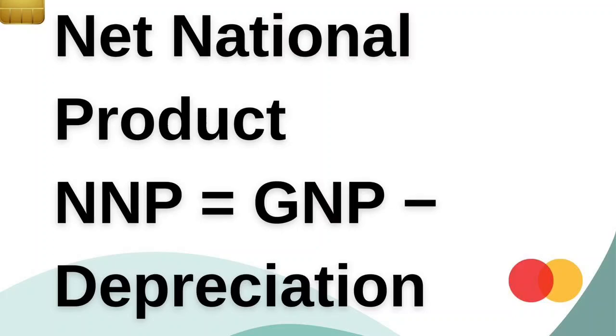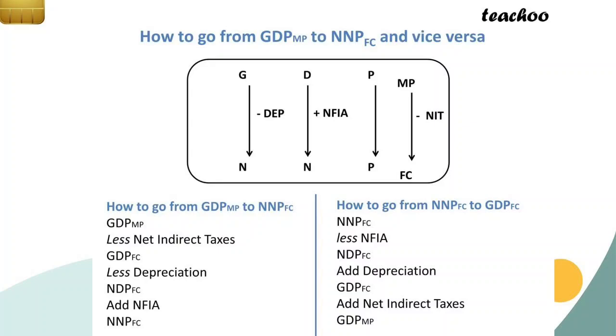Finally, we reach NNP. First, convert GDP into GNP by adding NFIA. Then subtract depreciation. The result is net national product. This is another key formula that you should remember for numericals. This flowchart connects all the concepts we have learned today. Instead of memorizing separate formulas, remember this sequence. Once you understand this flow, almost every numerical in this chapter becomes much easier.